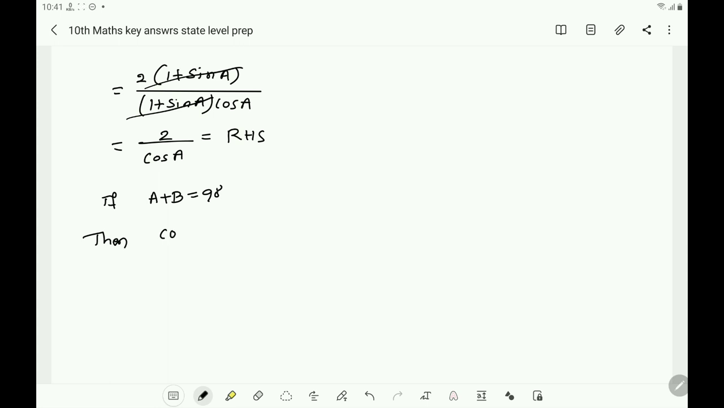Therefore, you can say that if A plus B equals 90 degree, then cos A by 1 plus cos B plus 1 plus cos B by cos A equals 2 by cos A. Then the OR question you take.